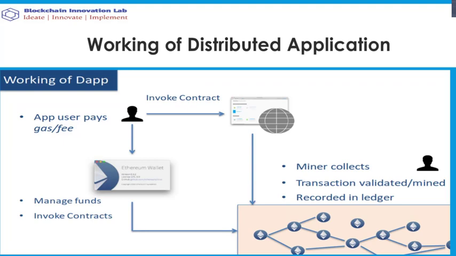So the working of distributed applications: an app user pays some gas fees, he invokes the contract, and he manages the fund, and then the miner collects and validates the transaction, and puts the transaction on the blockchain.